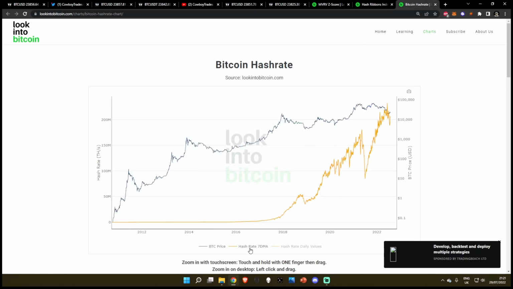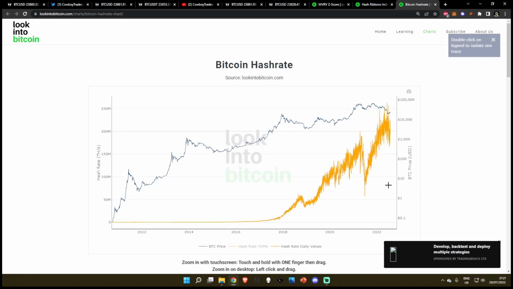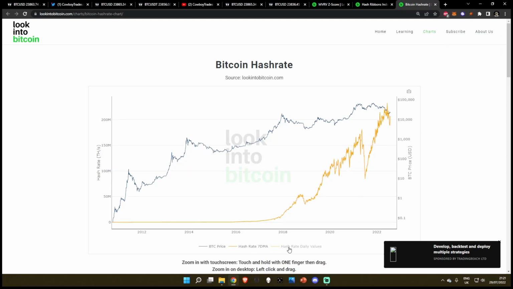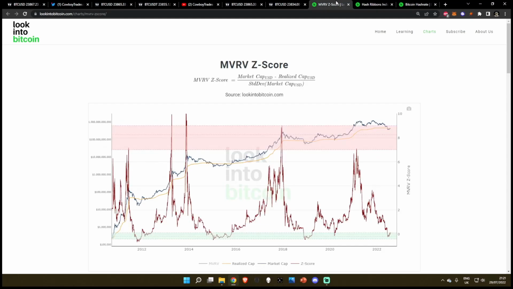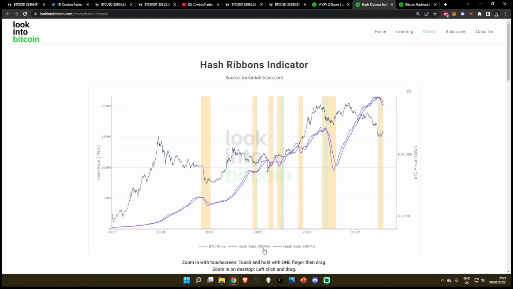So you can see, over on the hash rate here, we're looking at the hash rate on a 7-day moving average, and this helps to smooth things out, because when you look at the daily values for the hash rate, they can be a little bit euphoric. So smoothing this out, putting this on something like the 7-day moving average, but specifically for the hash ribbons, we're looking at the 30-day, which is the blue line, and the 60-day, which is the purple line.